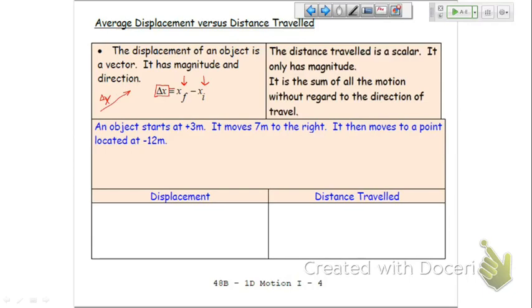So how do we do these things? Let's do 3 examples. An object starts at +3 meters, it moves 7 meters to the right, it then moves to a point located at -12. So I'm a visual thinker.